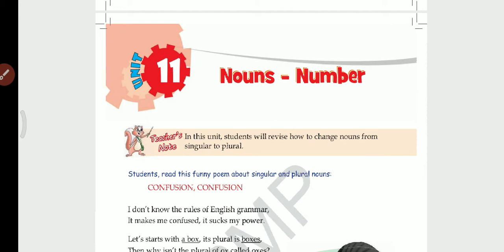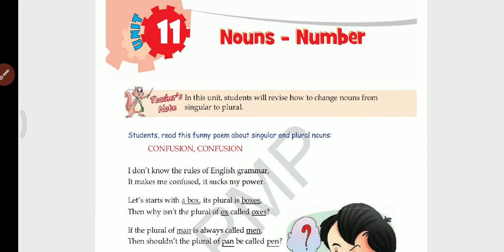Students, in this video, I shall start with a new chapter from your English grammar book, that is Unit 11th, Nouns Number. See, this is a very easy chapter. Why am I saying this? Because you have already learned this chapter in your previous classes. You have learned about singular and plural, that means how to change singular into plural. So this chapter is all about singular and plural. So in this chapter we are just going to revise how to change nouns from singular to plural.